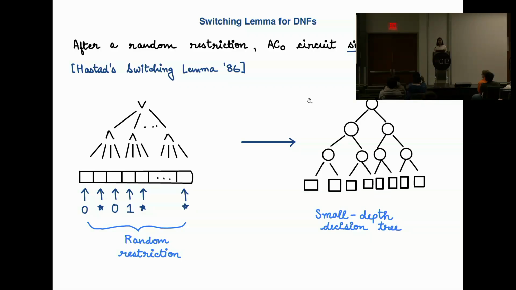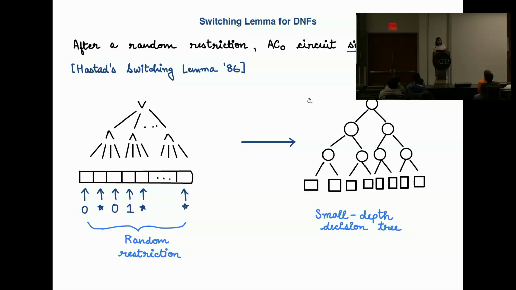Think of, for example, the parity function. So suppose you have some small width DNF which is claiming to compute the parity function. Then if you apply a random restriction, then by the switching lemma, with very high probability, your DNF becomes a small depth decision tree. But we know how to show that small depth decision trees cannot compute the parity function, which means that the original DNF could not have been computing the parity function either. And so now using this technique, you can show circuit lower bounds for more general constant depth circuits.